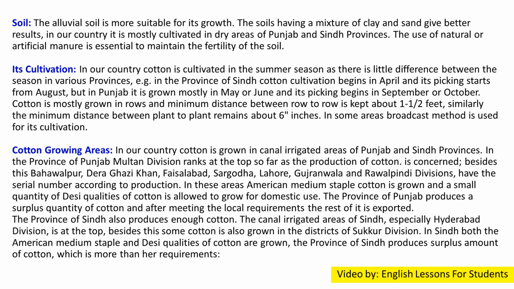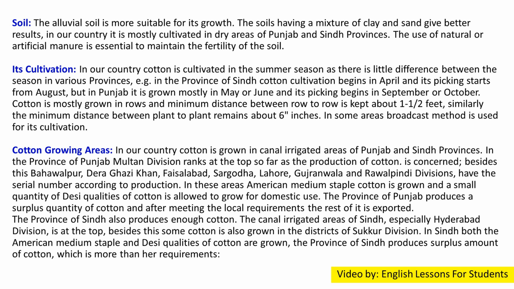Cotton growing areas. In our country, cotton is grown in canal irrigated areas of Punjab and Sindh provinces. In the province of Punjab, Multan division ranks at the top so far as the production of cotton is concerned. Besides this, Bahawalpur, Dera Ghazi Khan, Faisalabad, Sargodha, Lahore, Gujranwala and Rawalpindi divisions have the serial number according to production. In these areas, American medium staple cotton is grown and a small quantity of desi qualities of cotton is allowed to grow for domestic use. The province of Punjab produces a surplus quantity of cotton and after meeting the local requirements, the rest of it is exported.